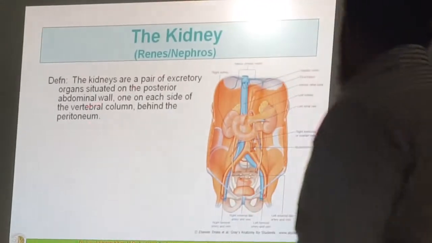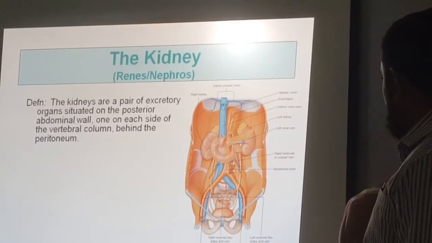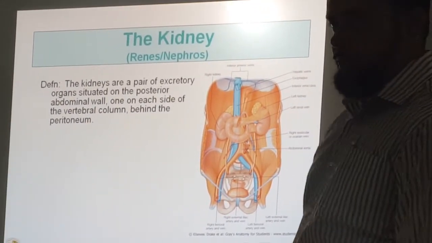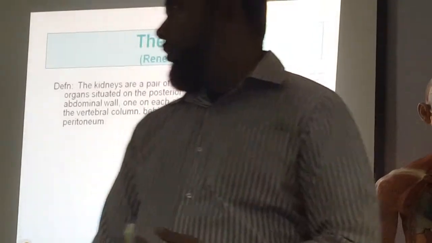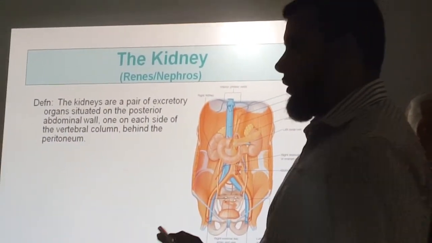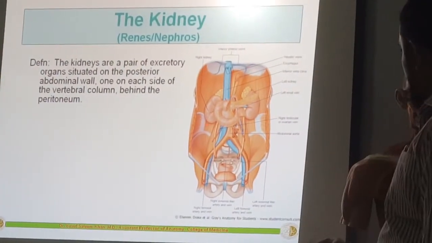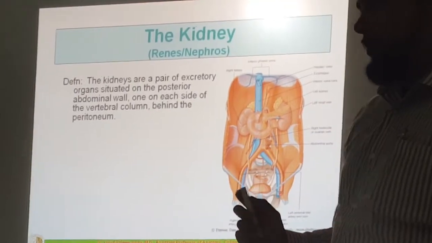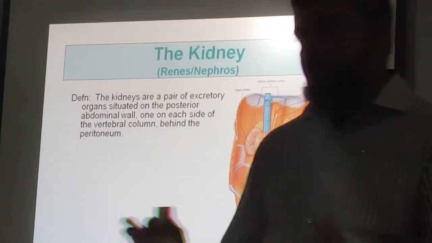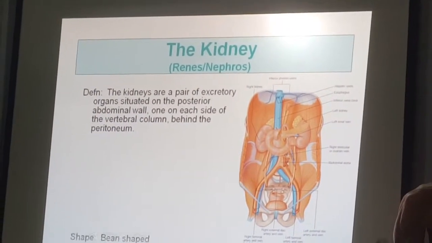The posterior abdominal wall is on each side of the vertebral column. At the center is the vertebral column, on either side is the kidney, and it is behind the peritoneum. So what do you call it? Retroperitoneal. So this is how you can describe it: excretory organs present in the posterior abdominal wall on each side of the vertebral column, behind the peritoneum, or retroperitoneal.